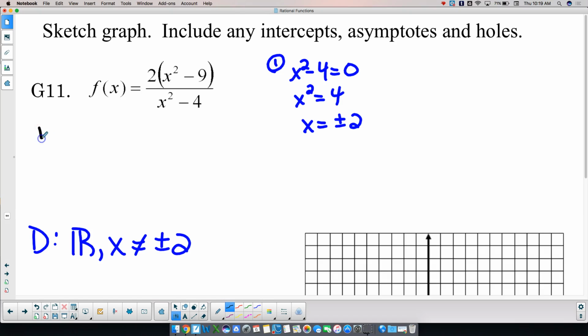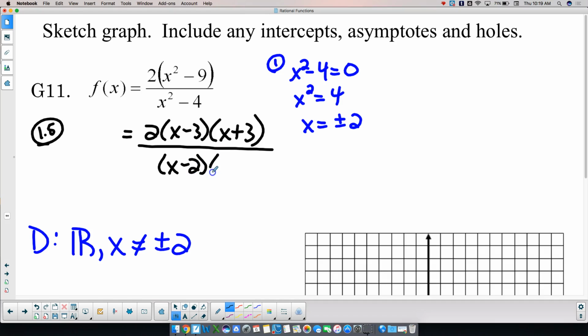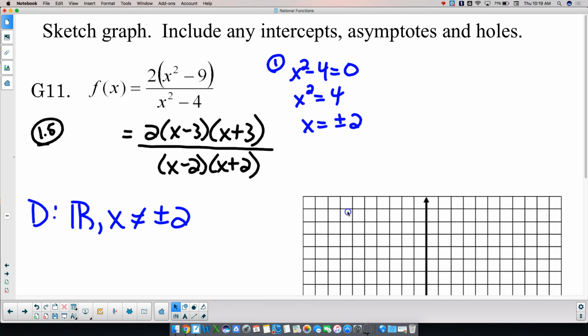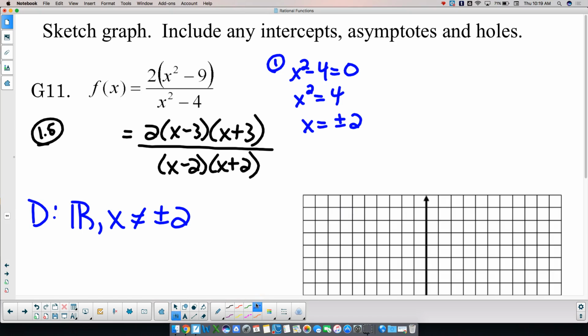Step 1.5 says I need to take this and I can make this be 2 times x minus 3 and x plus 3, and put that all over x minus 2, x plus 2. Agree? Nothing cancels out, correct? Okay. So since nothing cancels out, my vertical asymptotes are still x equals 2 and x equals negative 2. Those didn't change. Agreed. Okay.